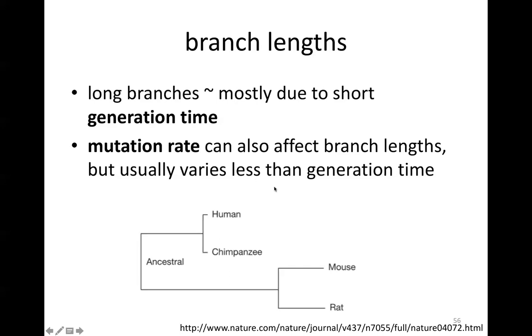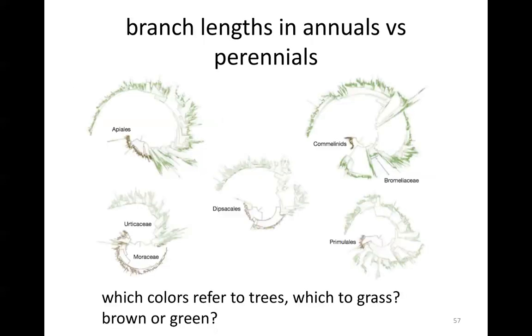Mutation rate can also affect branch lengths. Of course, if we're comparing very different virus strains, for instance, mutation rates could have an influence, but usually mutation rate variance is much, much lower than generation time variance, or, if we're talking about infectious disease, variation driven by transmission rates. Okay, and now an interesting question from the book.